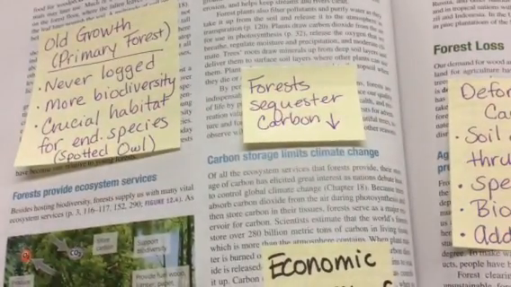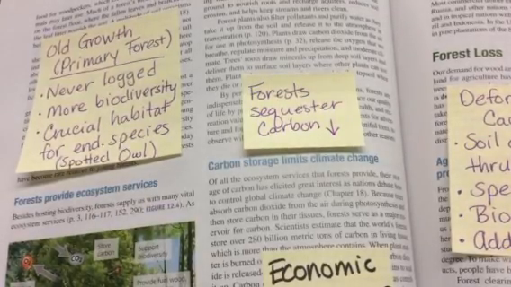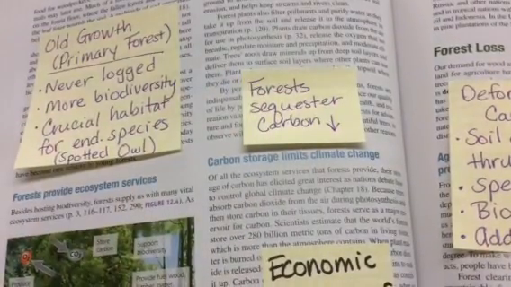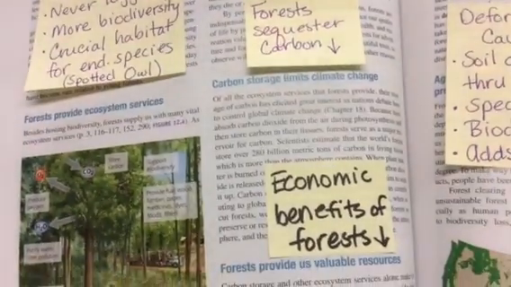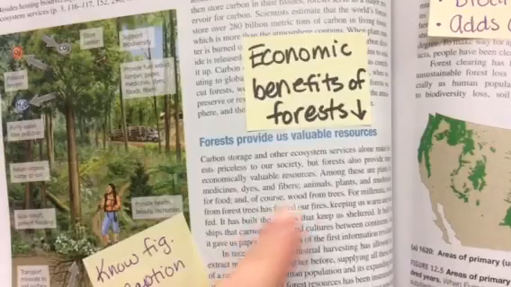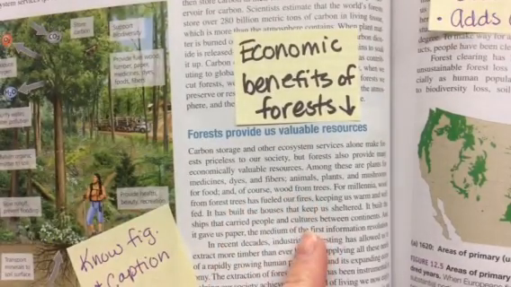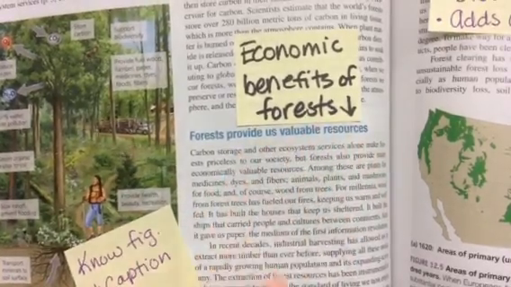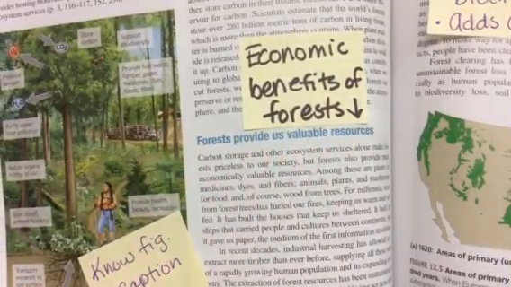So forests sequester carbon. Sequester means take in and keep, and that's really important to help mitigate or prevent climate change. Know the economic benefits of forests. They provide us with a lot of money, not just in cutting down wood from trees, but also plants for medicines, dyes, and fibers. Basically, read and understand this whole section here about what are the economic benefits.